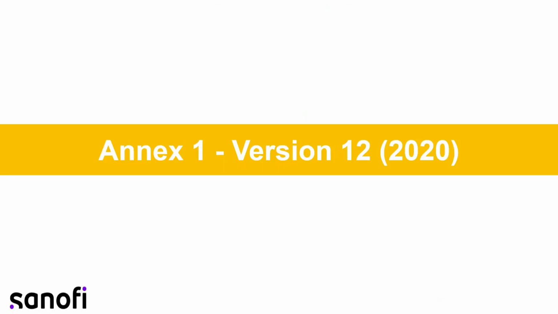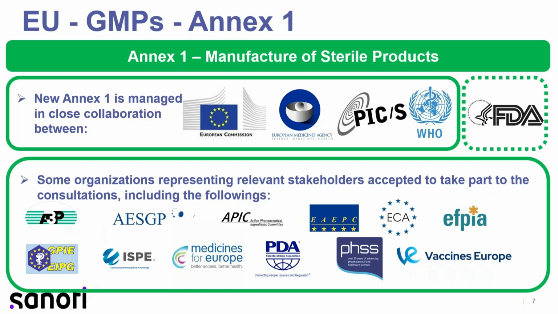Now we will go to the elements relevant to version 12 of Annex 1 published in 2020. First of all, the manufacture of sterile product is managed within Annex 1 in close collaboration between different organizations, including EMA, PIC/S, and WHO. But there are also other organizations representing relevant stakeholders that accepted to take part in the consultation and give comments relevant to the evaluation of the different drafts of Annex 1. FDA also participates in this evaluation.